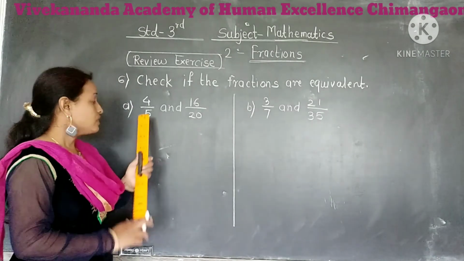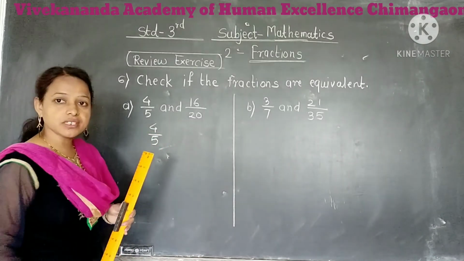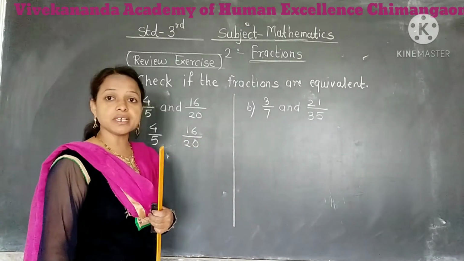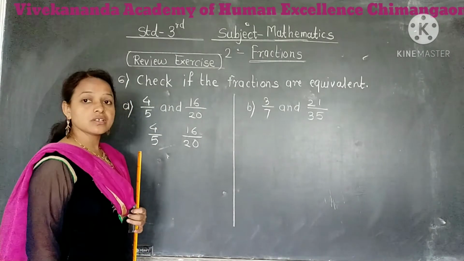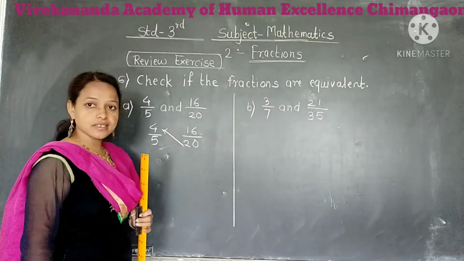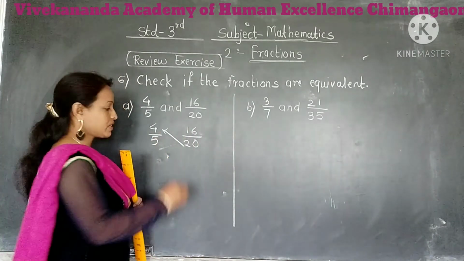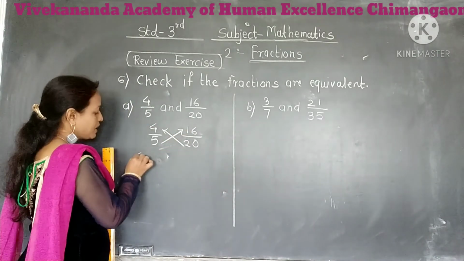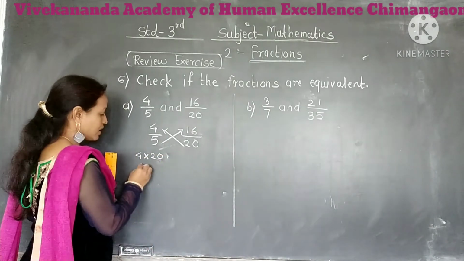Look here. The first fraction given is 4 upon 5, and the second fraction given is 16 upon 20. Cross multiplication means what? We have to multiply the numerator of the first fraction with the denominator of the second fraction, as well as multiply the numerator of the second fraction with the denominator of the first fraction. So we will multiply: 4 multiplied by 20 and 16 multiplied by 5.